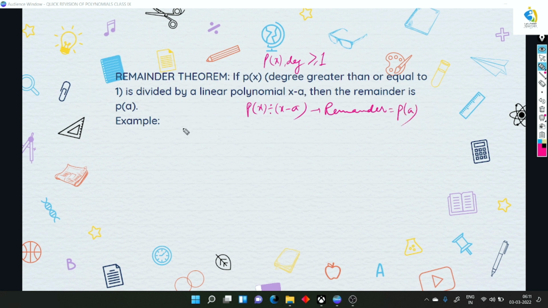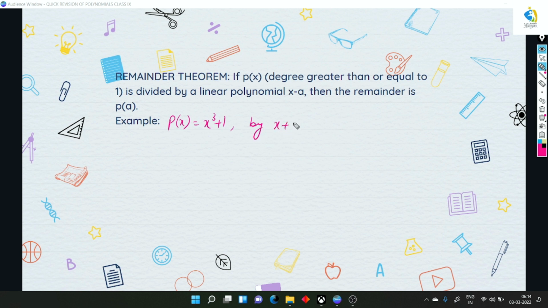ठीक है. Normally we divide the given polynomial as this. यहाँ पे p of x होता है, here this is x minus a, and we do that long division method. But here we can say that this remainder theorem is actually a shortcut of finding remainder. So in this case we'll not have to do this whole long division unless it is asked. Alright, so let's go for an example. We have a polynomial p of x as x cube plus 1, which is divided by x plus 1.